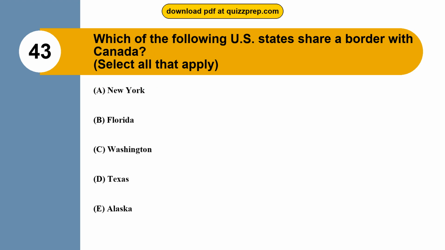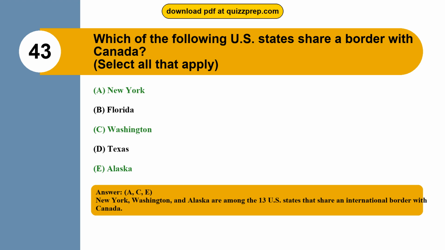Question 43. Which of the following U.S. states share a border with Canada? Option A, New York. Option B, Florida. Option C, Washington. Option D, Texas. Option E, Alaska. The correct answers are options A and C and E. New York, Washington, Alaska. New York, Washington, and Alaska are among the 13 U.S. states that share an international border with Canada.